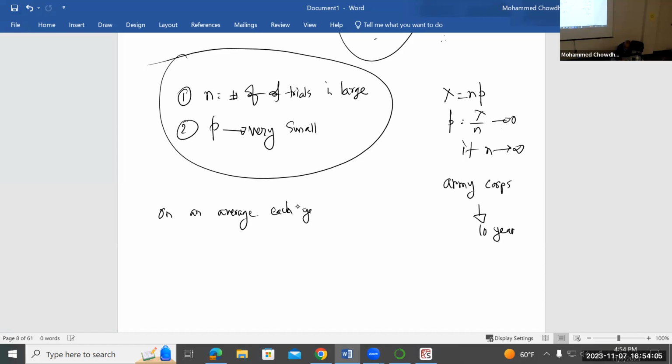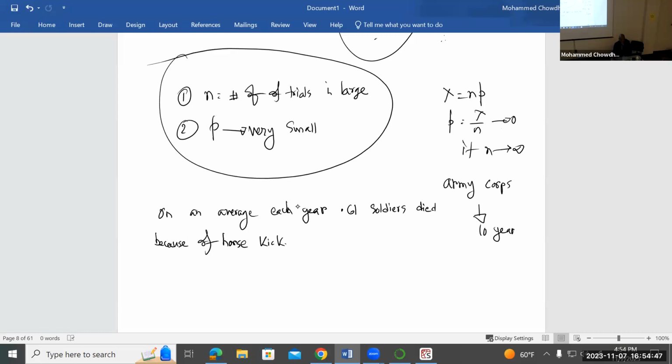So what he found is that on an average each year, 0.61 soldiers died. Is the spelling of soldiers right or not? Okay, so he found that on an average each year, 0.61 soldiers died because of horse kick.